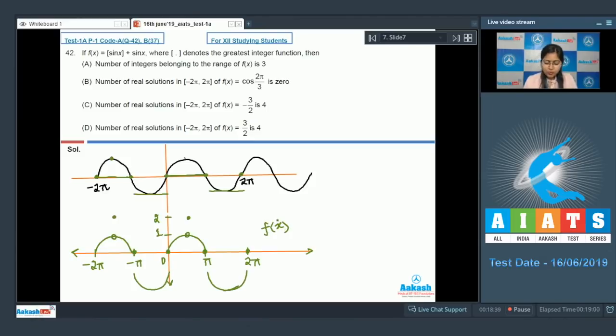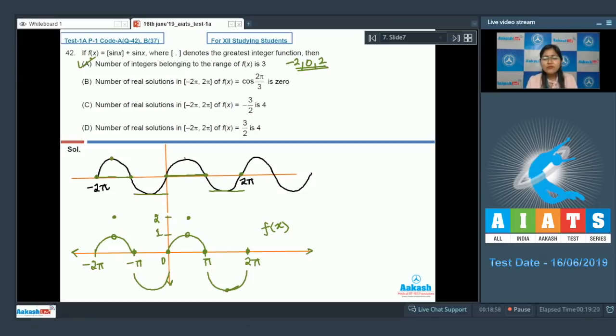Now let's talk about the options. Option number A says that the number of integers belonging to the range of f(x) is... The integers belonging are 0, 2 and minus 2, right? So we have 3 values here, that is minus 2, 0 and 2. So option number A is correct.